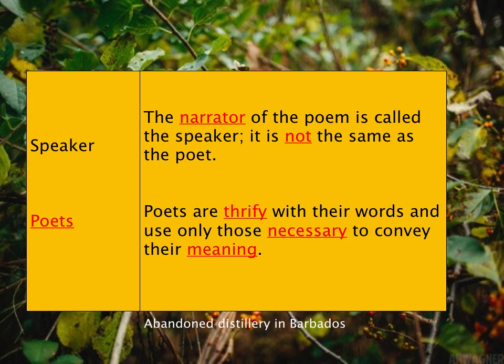Our first word that we need to know is the speaker of the poem. The speaker of the poem is called the narrator. The speaker is not always the same as the poet, although it can be. But when we're talking about a piece of poetry, sometimes we're talking about the speaker and sometimes we're talking about the author. So we need to be careful. One example is the speaker of a poem could be a cat. A cat did not write the poem, but the poet decided to have the poem come from the point of view of a cat.